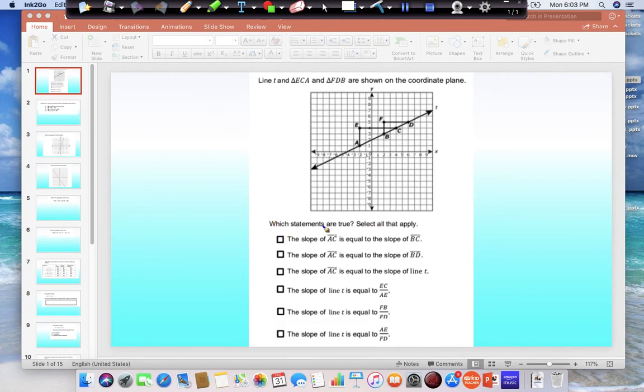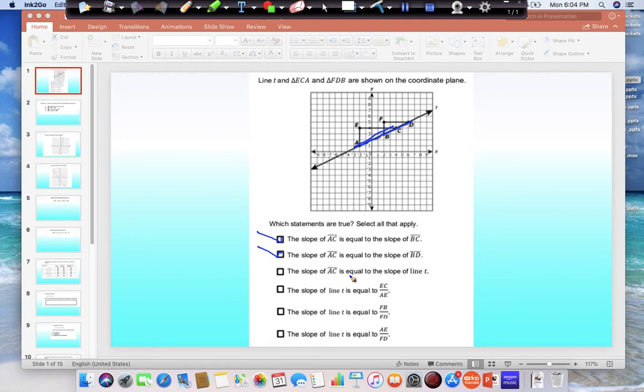Select all that apply. It says the slope of line AC is equal to the slope of BC. Notice that AC is the exact same line as line BC. So if they are the exact same line, then they definitely will have the same slope. The next one says slope of AC is equal to the slope of BD. Again, AC is the same line as BD. So it is going to have the same slope.